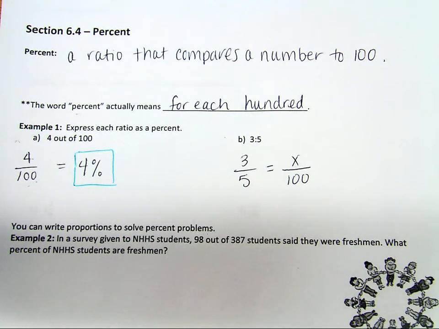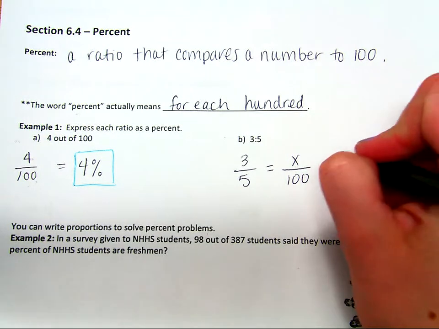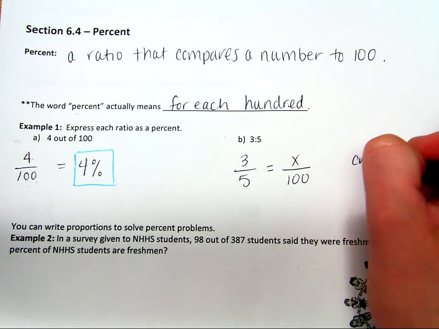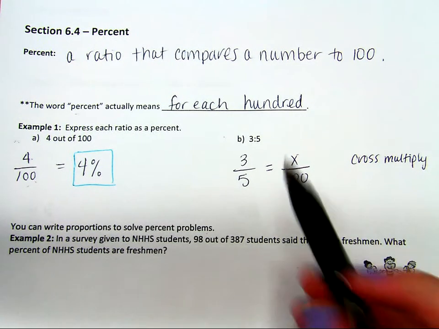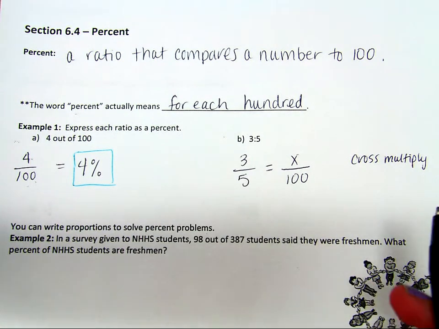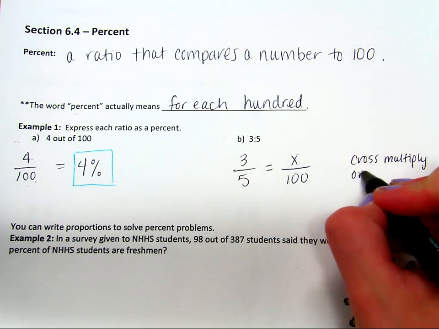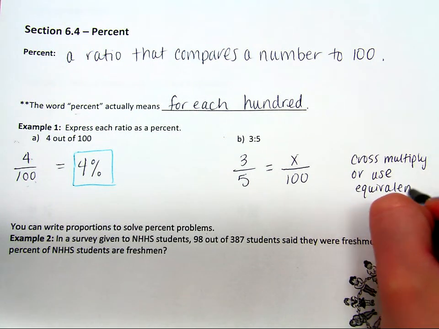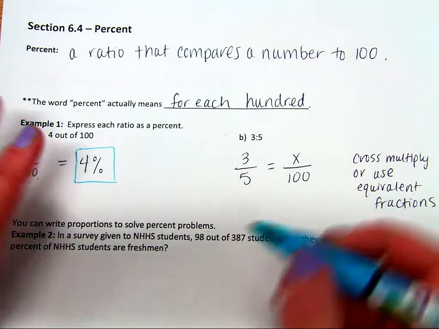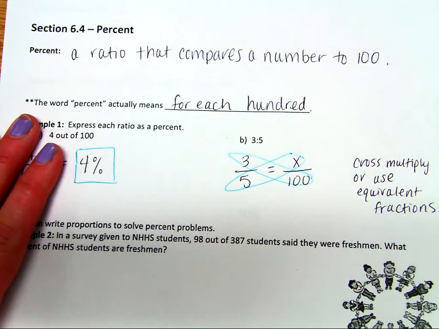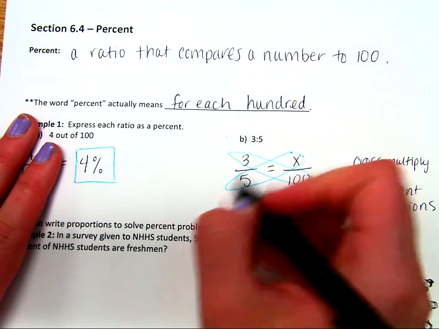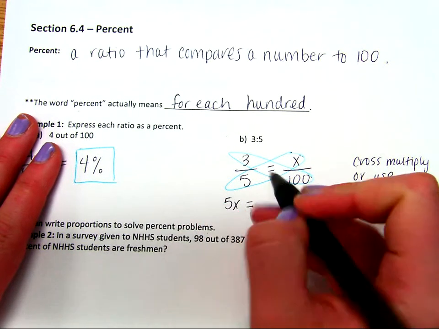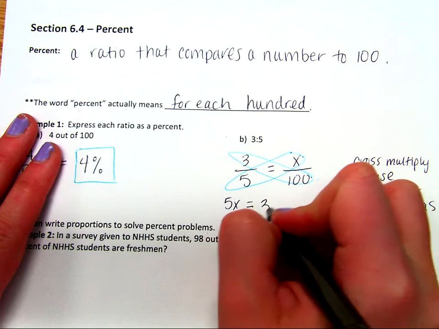So we've learned a couple ways to solve these. The most popular is to cross multiply. So we'll say cross multiply, or you could use equivalent fractions and ask yourself, 5 times what is 100, and do the same thing to 3. Okay, let's cross multiply to solve for that number x. So 5 times x, 5x, should equal 3 times 100. And I'm just going to put 300.